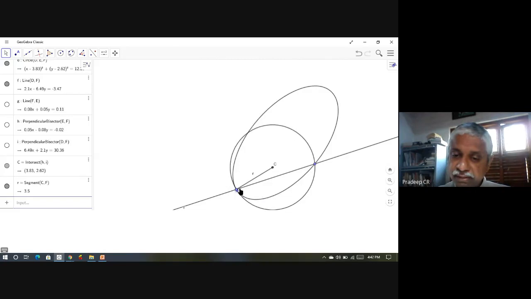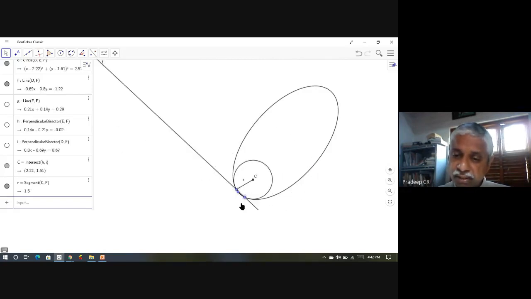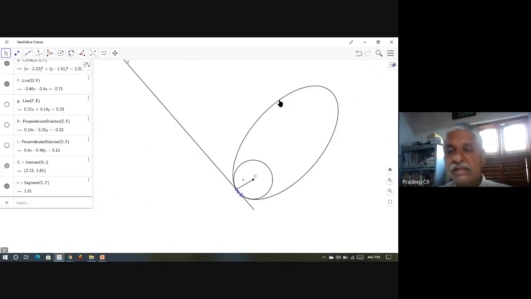Where did I get the circle? Again, let me repeat. You take any point on the ellipse, see the radius of the circle is very small. It is just 1.61. So any point you take on the ellipse, you try to fit in a circle whose tangent is the same as the tangent of the ellipse. The radius of that circle is called the radius of curvature of the ellipse at that point.